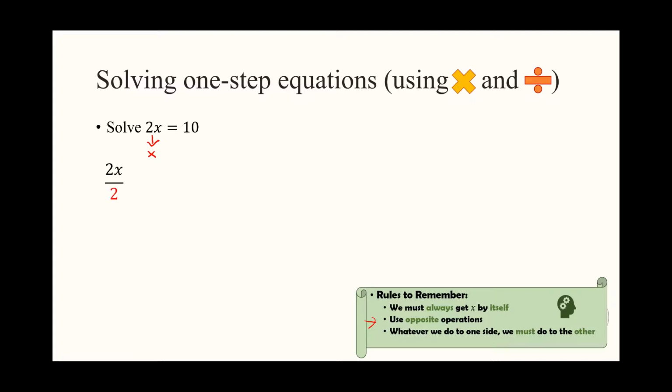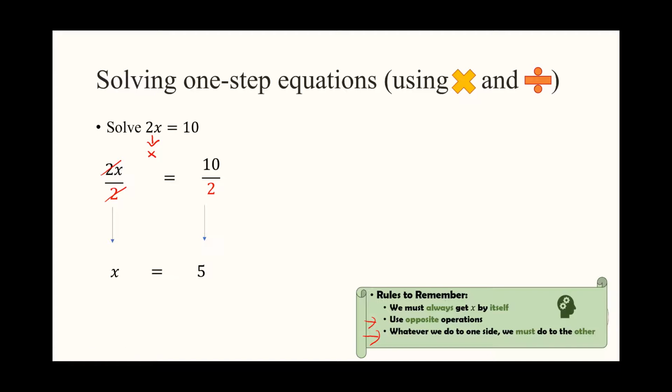So instead of multiply by 2, we're going to divide by 2. And remember, we don't use division signs in algebra, so we put it as a fraction. So this is 2x over 2. Now we know that here, 2 divided by 2 is 1, it will cancel, and we will get x by itself. We also need to remember that whatever we do to one side, we must do to the other. So I will also do 10 over 2, or 10 divided by 2, and that gives us 5.